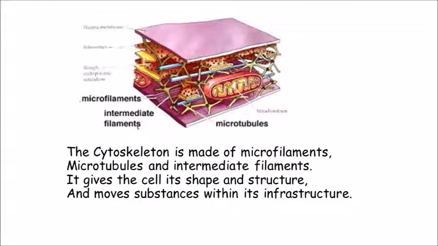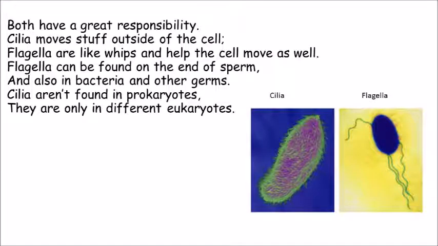The cytoskeleton is made of microfilaments, microtubules, and intermediate filaments. It gives the cell its shape and structure and moves substances within its infrastructure. Cilia and flagella provide motility. Both have a great responsibility. Cilia moves stuff outside of the cell. Flagella are like whips and help the cell move as well. Flagella can be found on the end of sperm and also in bacteria and other germs. Cilia aren't found in prokaryotes. They are only in different eukaryotes.